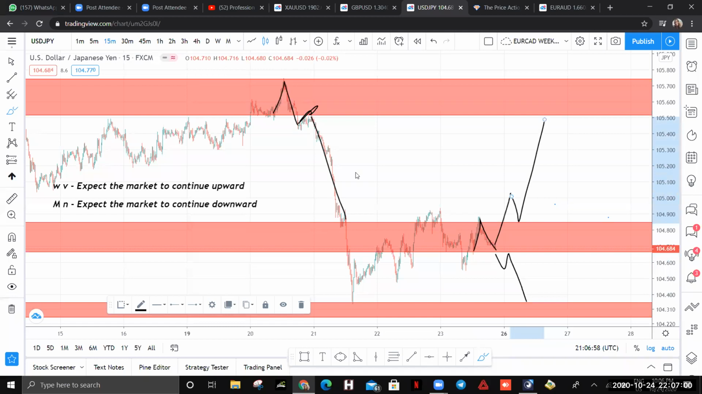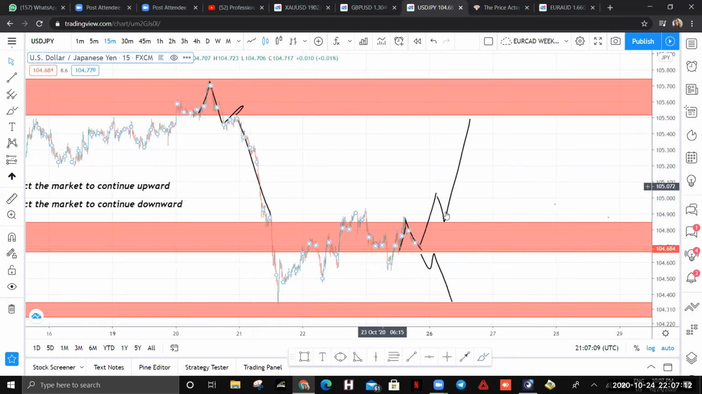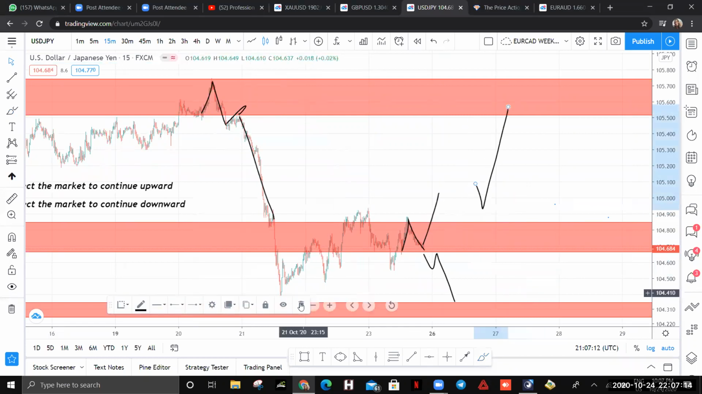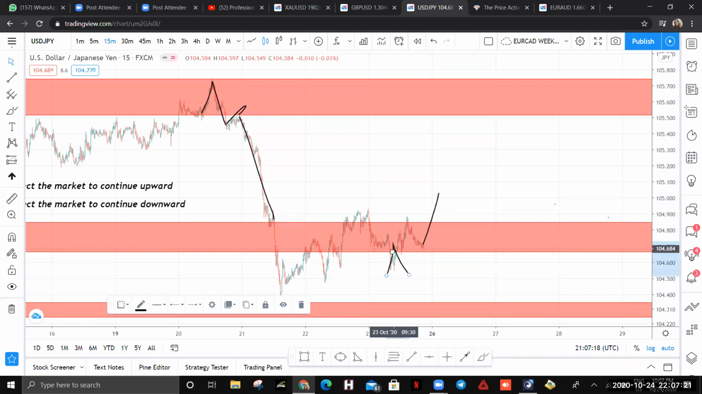So the analysis for USD JPY. Let me delete this. So write it down. It is sitting on our support zone, and I've spotted an Egyptian pyramid on it. So it's just telling me for now, there's no direction. I have to wait for two things.